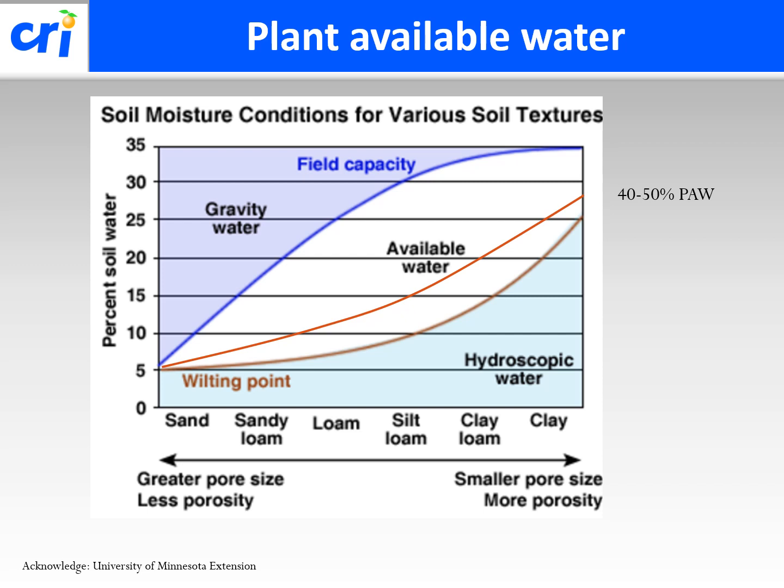The sandy soil on the one end of the graph has a greater pore size and thus less porosity, with a greater amount of gravity water, which is leaching water. Thus it is also closer to a wilting point and has less available water to the plant.